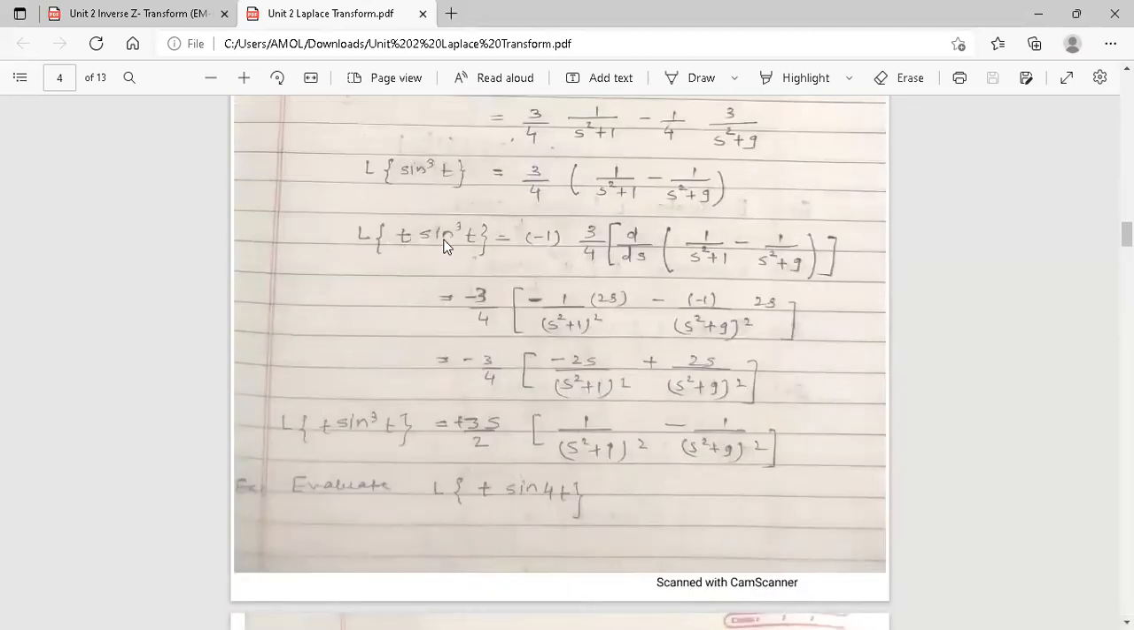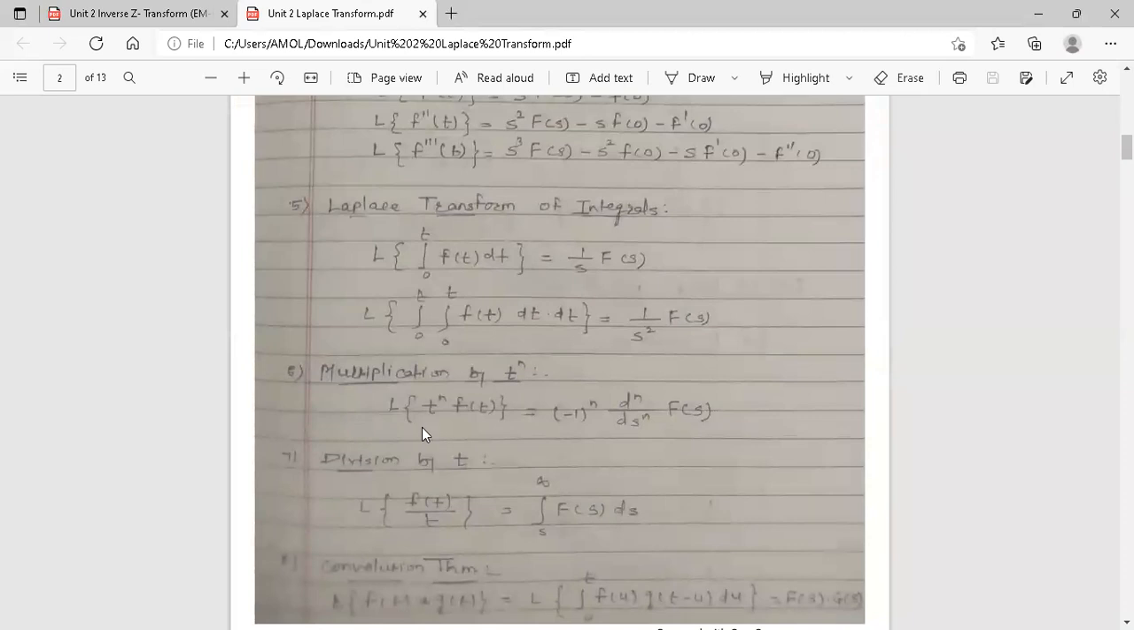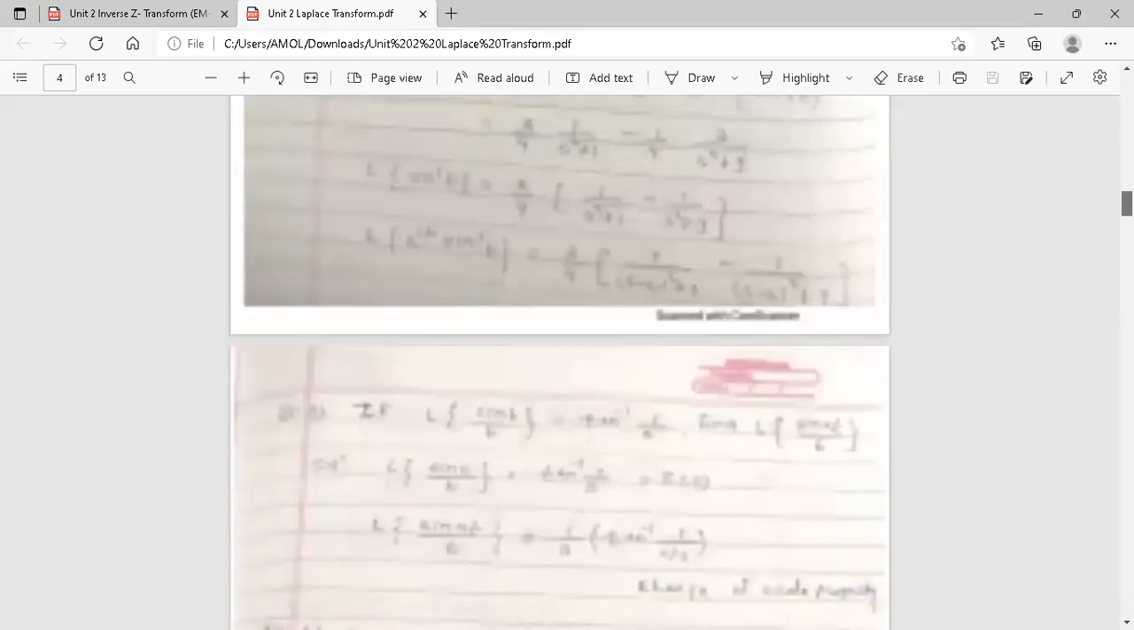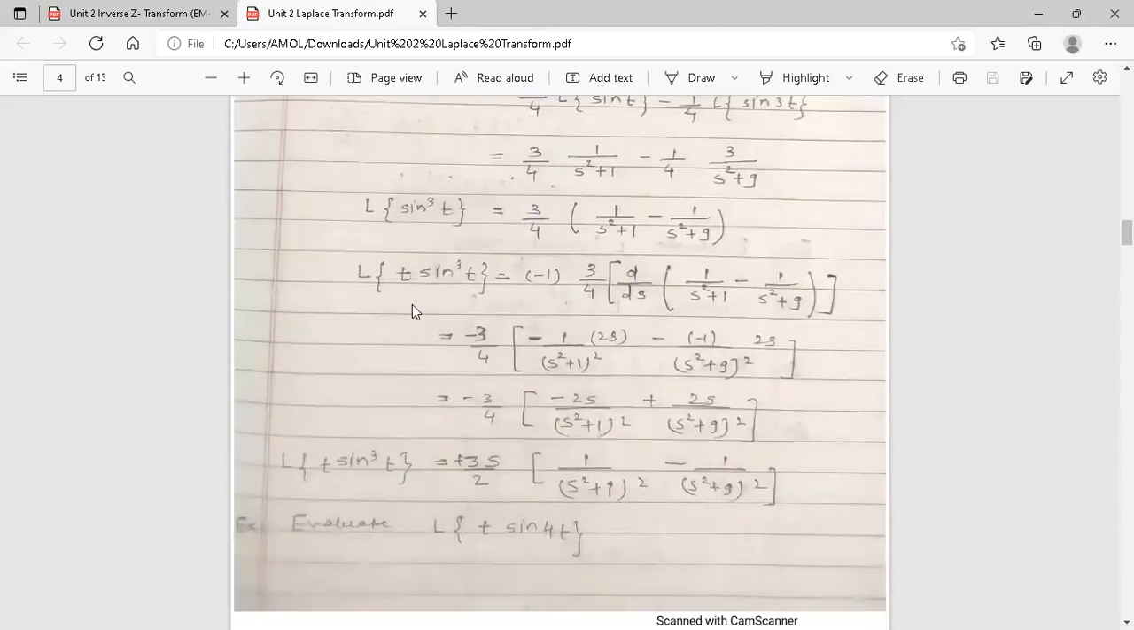Now the Laplace transform of t into sin cube t. Here use the multiplication by t property. See what the multiplication by t property is here. Laplace of t raised to n into f of t is equal to minus 1 raised to n into the nth derivative of f of s with respect to s. Here, when the power of t is n, then we write minus 1 raised to n and then the nth derivative of f of s. But here the power of t is 1. So put n equal to 1 in the formula. So minus 1 raised to 1 into the derivative of this f of s. This is the term f of s. You differentiate it with respect to s once only, because n is equal to 1.